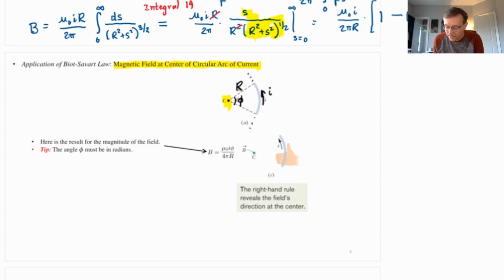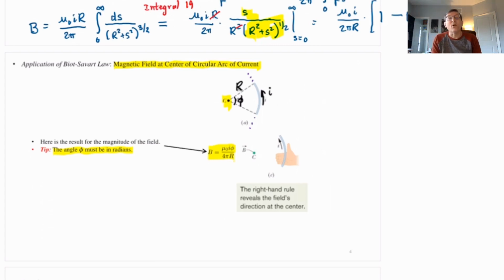Okay, first the magnitude of the magnetic field, net magnetic field, B, at that center of curvature, point C, for that whole arc. It is mu0 times I times that angle phi formed by the arc over 4 pi big R. Warning with using that result. The angle phi must be in the dimensionless SI unit of angle, which is the radian. Radian, not degrees.